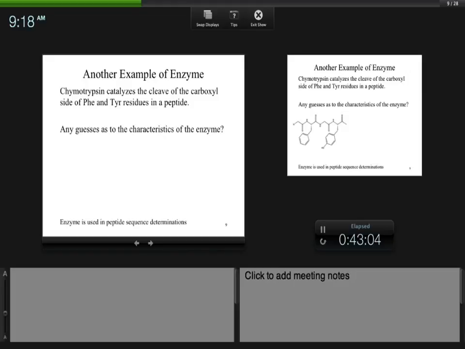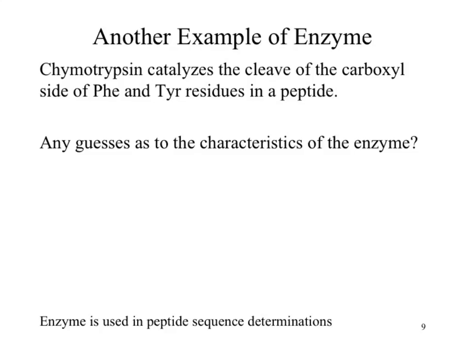So we've got another example for an enzyme. Chymotrypsin catalyzes the cleavage, I did go through and edit these slides, and for some reason I didn't catch that, of the carboxyl side of the phenylalanine and tyrosine residues in a peptide. Any guesses as to the characteristics of the enzyme? Any ideas? What might we expect to see within that enzyme that would allow for this relatively selective cleavage? It's only cutting the carboxyl side of the phenylalanine and the tyrosine.